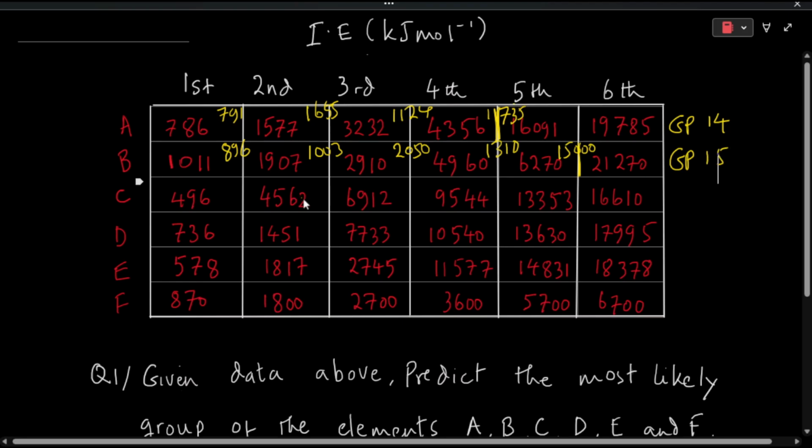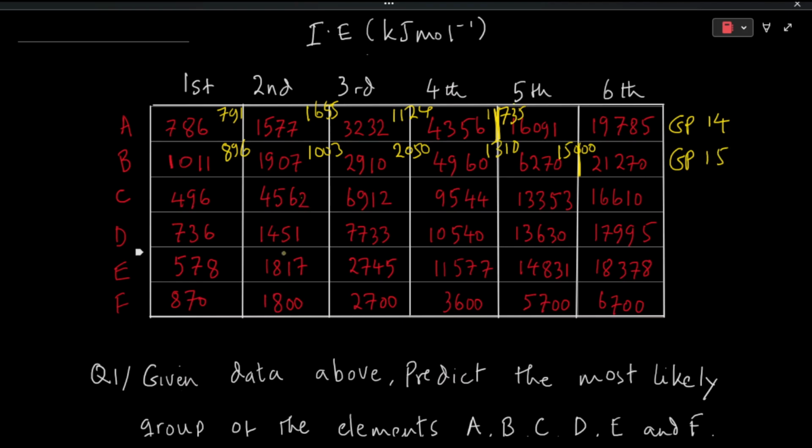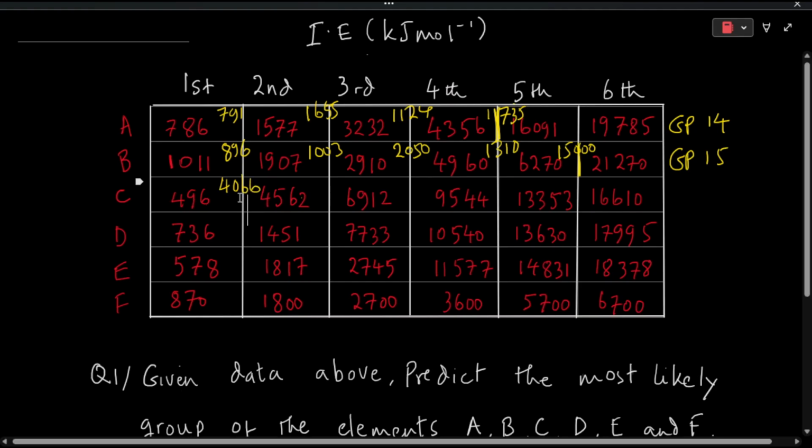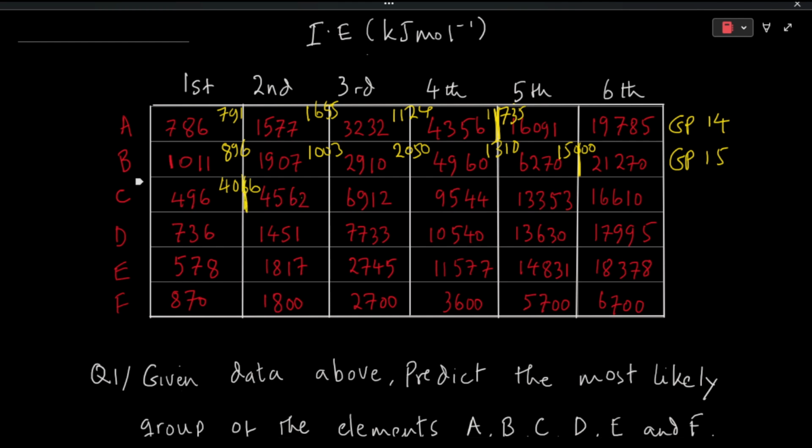For element C, the difference between the second ionization energy and the first ionization energy is 4066. So we are observing a very huge jump for the second ionization energy. We can observe a huge jump over here. And so based on this huge jump, we are able to conclude that element C is in group 1.